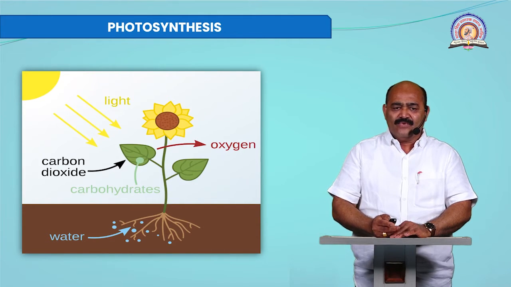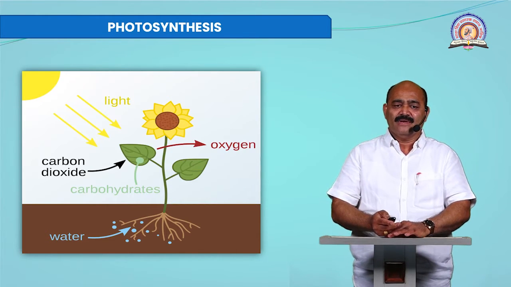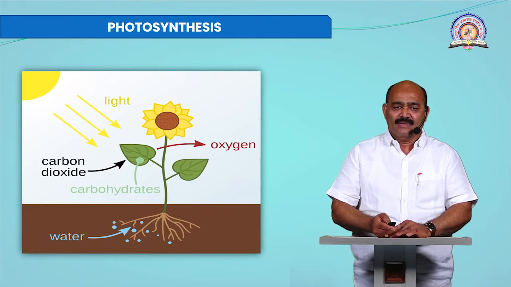Friends, for that, plants require carbon dioxide, water, and sunlight. These three things come together to form a complex food material, that means various kinds of sugars, and some amount of oxygen is evolved. Now indirectly the plants give food material as well as oxygen for our better growth.